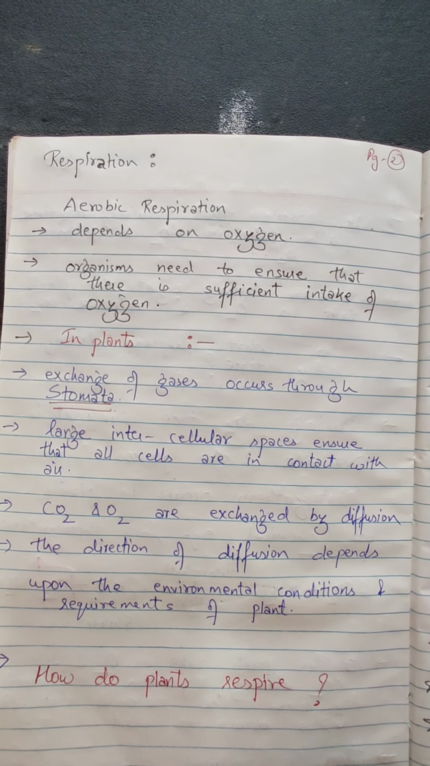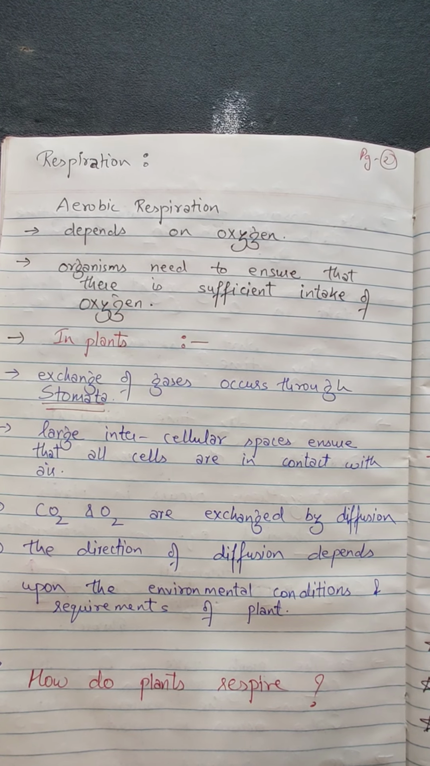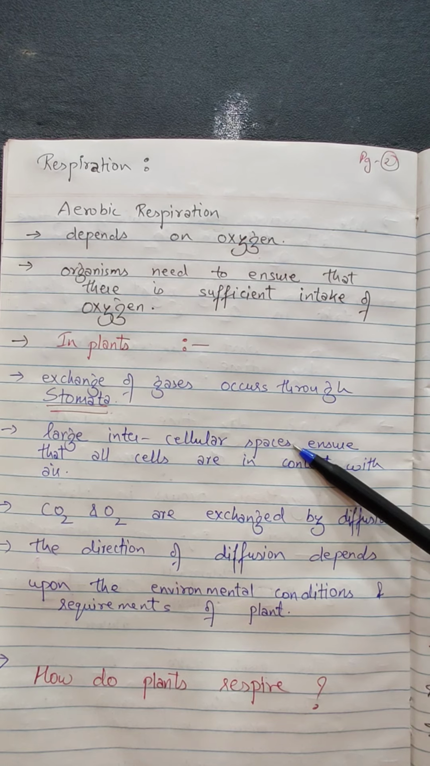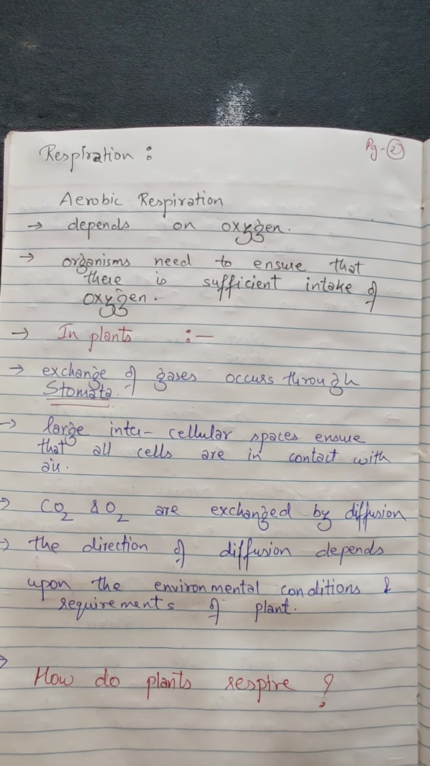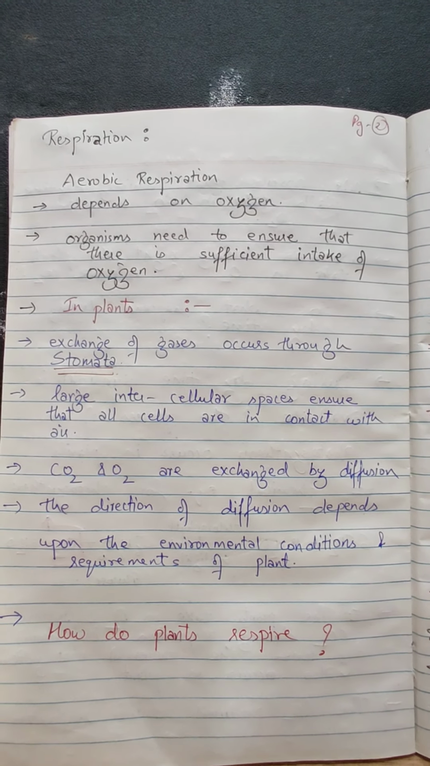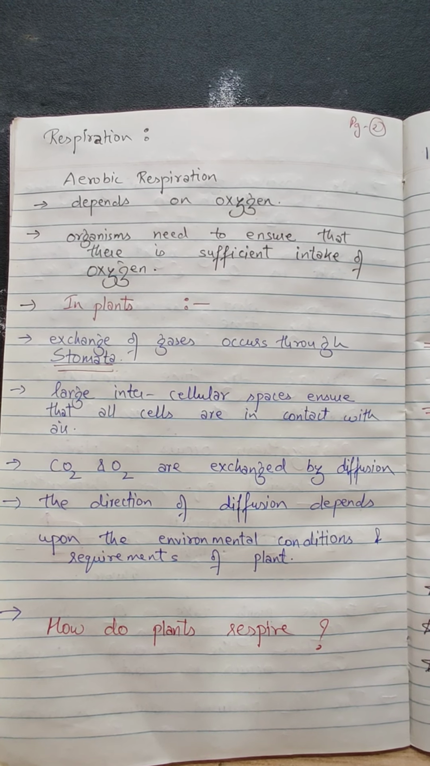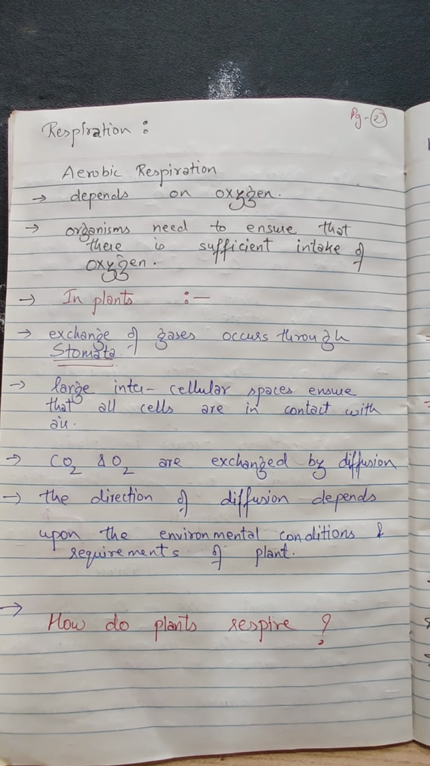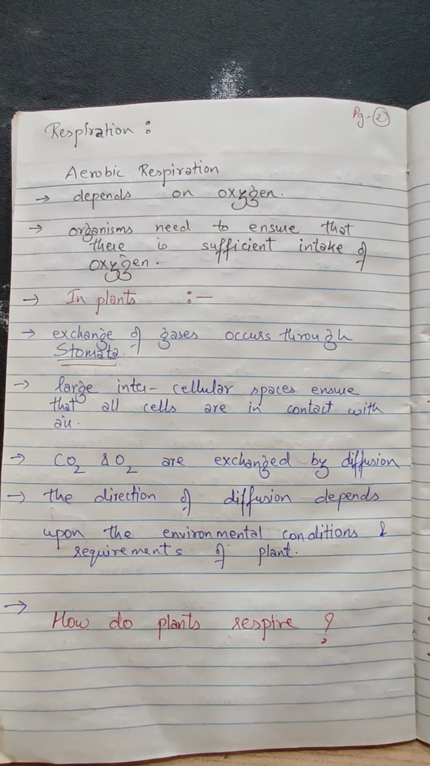So when we talk about gaseous exchange in plants, apart from that, to each and every cell, oxygen is made available through the large intercellular spaces present in the plant, which ensure that every cell is in contact with the air. Through the stomata, carbon dioxide and oxygen are exchanged by the process of diffusion. And the direction of the diffusion depends upon the environmental condition and the requirement of the plant.